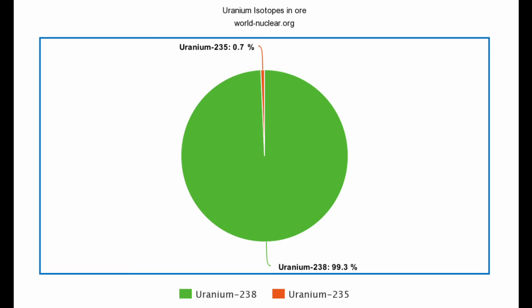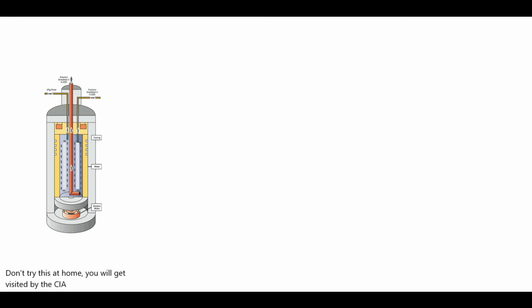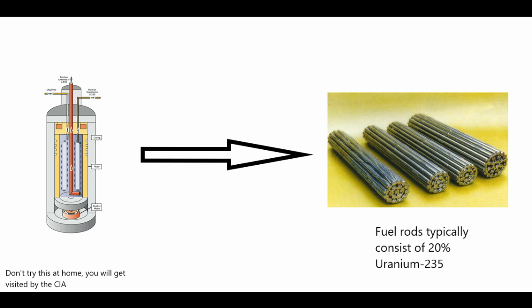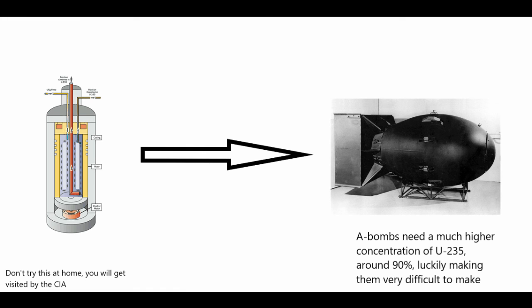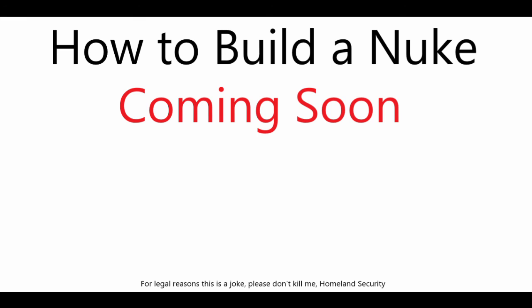However, natural uranium deposits have very low levels of uranium-235. Therefore, uranium must be enriched so that the concentration of uranium-235 is around 20%. In order to make nuclear weapons, the concentration must be much, much higher, at around 90%. I'll go further into detail in a future video, but for now we're going to wrap it up.